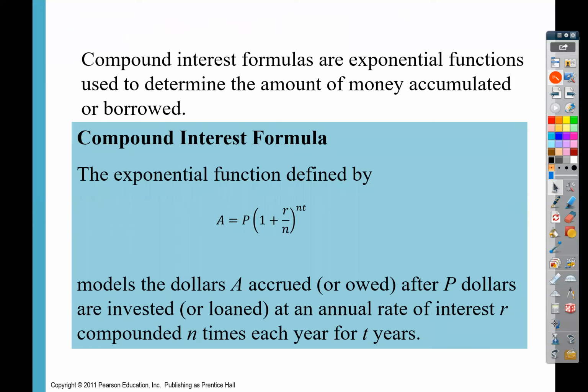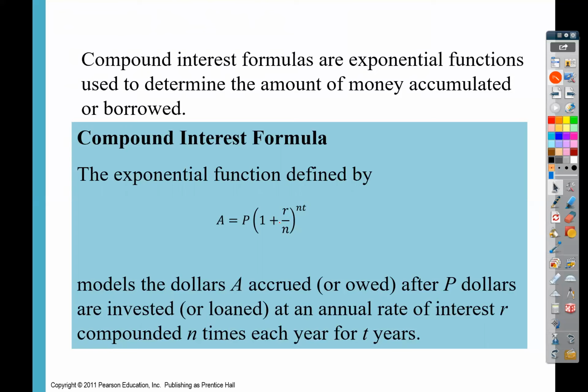All right, let's talk about compound interest. Compound interest formulas are exponential functions used to determine the amount of money accumulated or borrowed. The exponential function is defined by A equals P times 1 plus r over n to the nt. It models the dollars A accrued or owed after P dollars are invested. So the principal amount is P and the accrued amount is A. And the annual rate of interest r compounded n times for each year for t years.